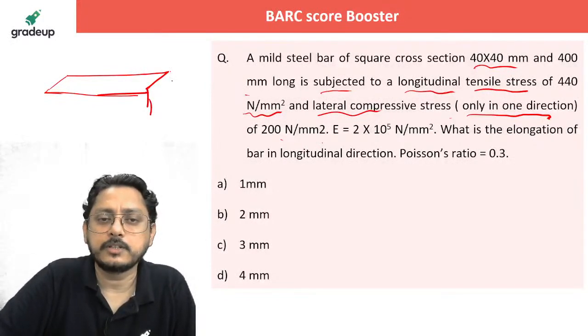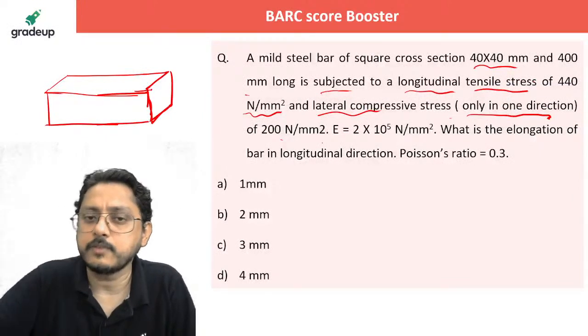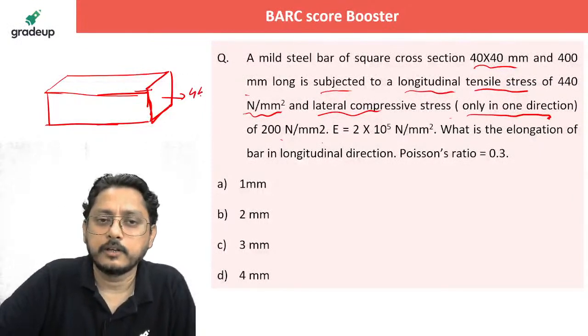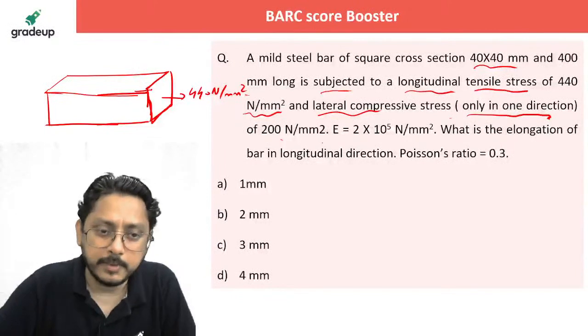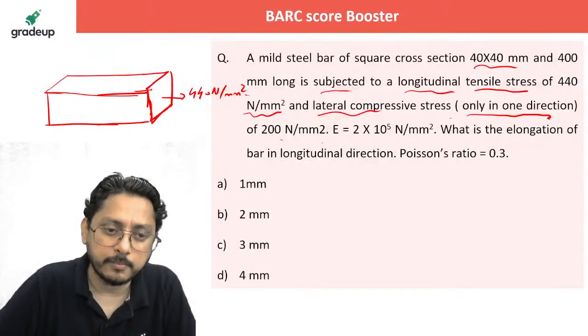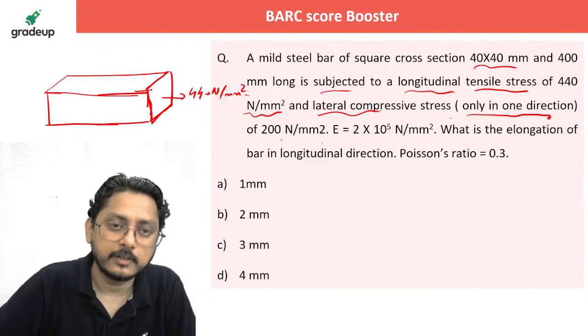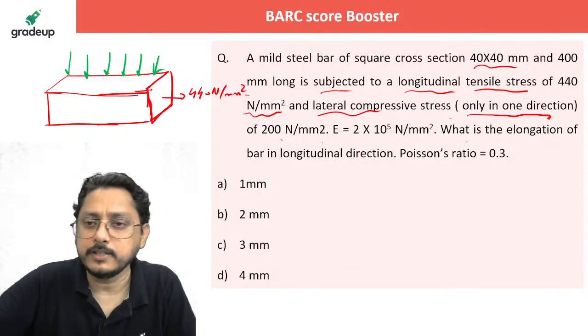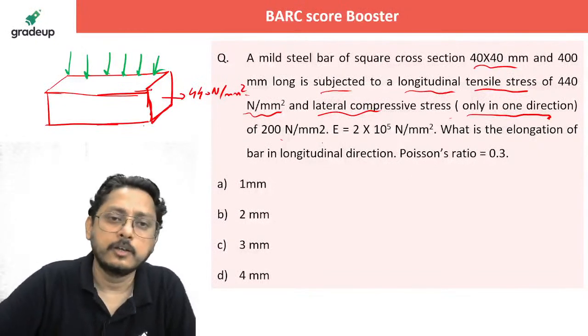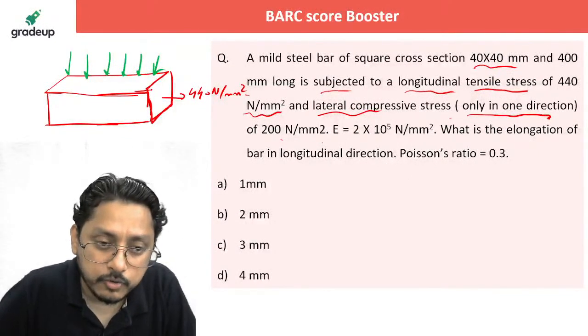Right, now cross section of that bar is given here, then a length is given, right? It is subjected to the tensile stress. What is the tensile stress? 440 Newton per mm square is the tensile stress, and a lateral compressive only in one direction. So let it be subjected to lateral compressive at any one direction. Then he's asking what is the elongation in the bar. So he's asking us to find out the elongation.